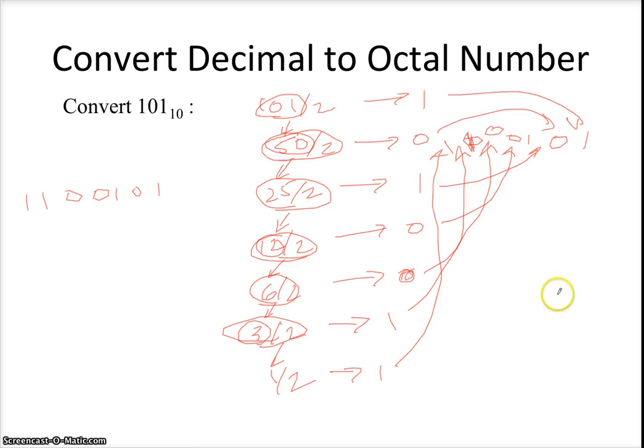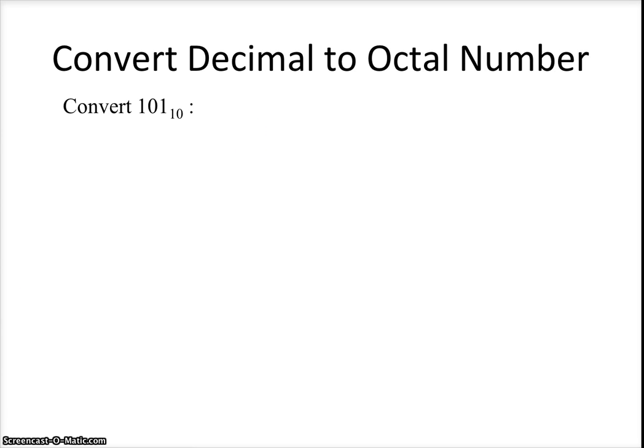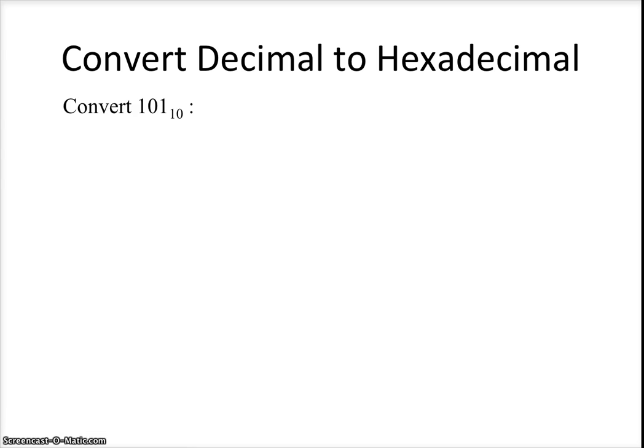So we can do it with other number systems too. We can do all of this with other number systems. How about converting it to hexadecimal? All right. So we can convert that to hexadecimal, actually rather easily, if you convert it to binary first.